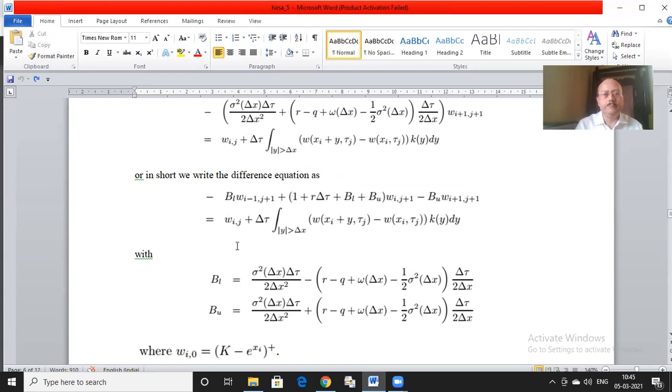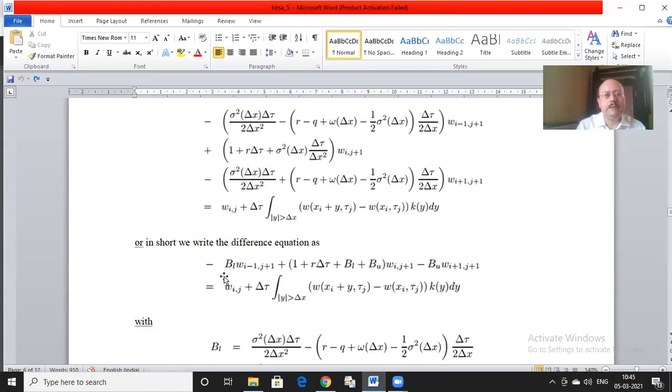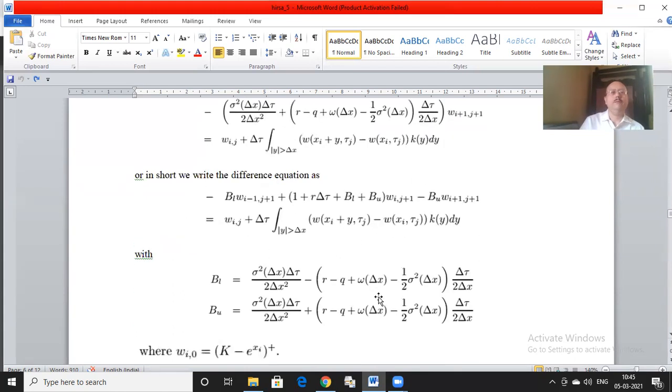With that, the equation looks simpler now. It is like this: minus BL times this plus whatever was in the middle, then BU times the wi plus 1 j plus 1 term equal to the original thing as before. The integral is the one that we have to handle. So this is our shorthand for the difference equation, or this is our shorthand for the PIDE.